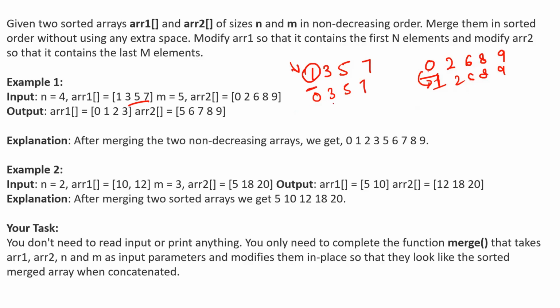So now what we are going to do is compare this element with this 1. We are comparing with the first element of ARR2. So here you can see that this is greater than the first element of ARR2. So again, we are going to do the swapping. So here 3 will come.